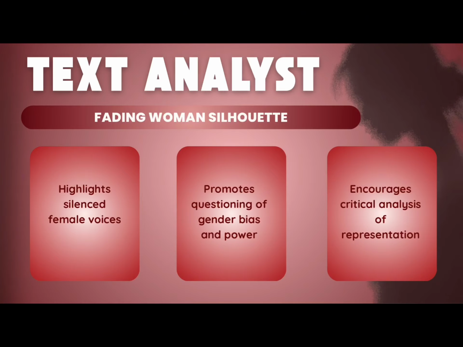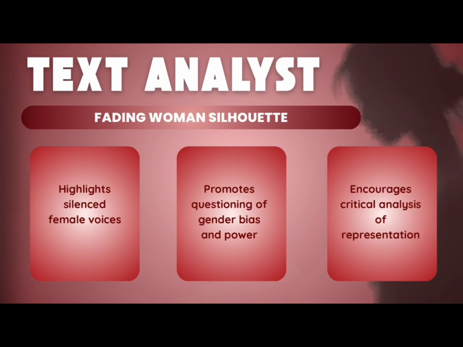And the last one is text analyst. The fading woman silhouette represents how female voices are gradually erased or ignored within the story. In Hansel and Gretel, the stepmother is immediately labeled as wicked and evil, while the father's role in abandoning his children is often overlooked or excused. This visual captures that imbalance.